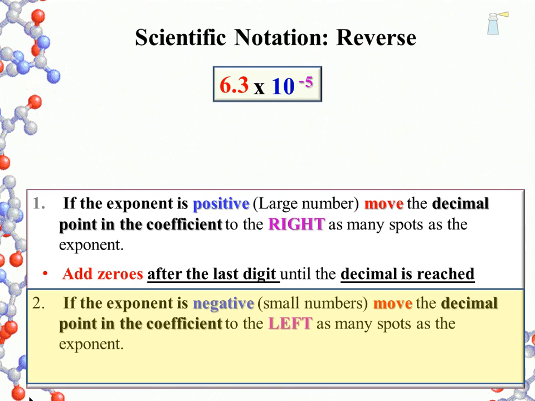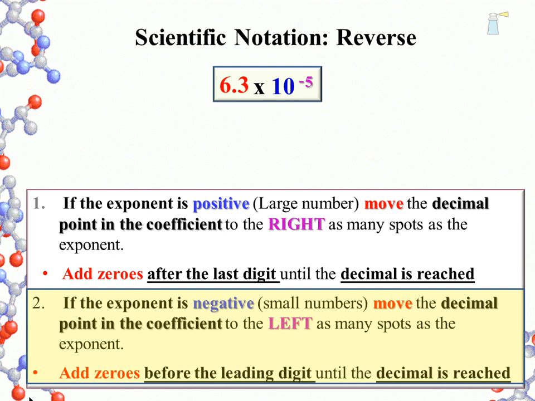Here we move the decimal point in the coefficient to the left as many spots as the exponent. Then we add zeros before the leading digit until the decimal is reached. Applying Rule 2 to 6.3 times 10 to the negative 5th, starting with the coefficient 6.3, note that the exponent is negative 5, so we will move 5 places to the left. Ready? 1, 2, 3, 4, 5. The decimal point will now move from here to here.